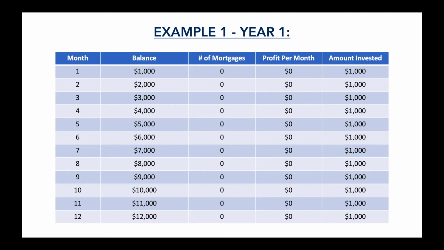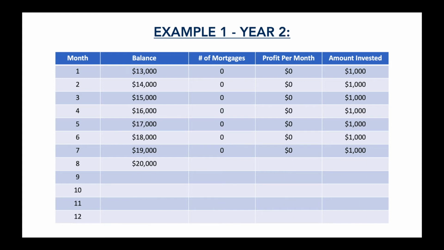If we continue this for year 1, you'll see at the end of the year we have $12,000 saved. While $12,000 is a lot, it's barely half of what we need to purchase our first mortgage. So let's look at year 2. In year 2, we continue with the same pattern. When we get to month 8 of year 2, we have $20,000 saved up. That's enough for our mortgage, but we're not going to purchase the property until we have at least $3,000 saved up for capital expenditures as well. So we keep going until month 11 of year 2, when we have $23,000 saved up.